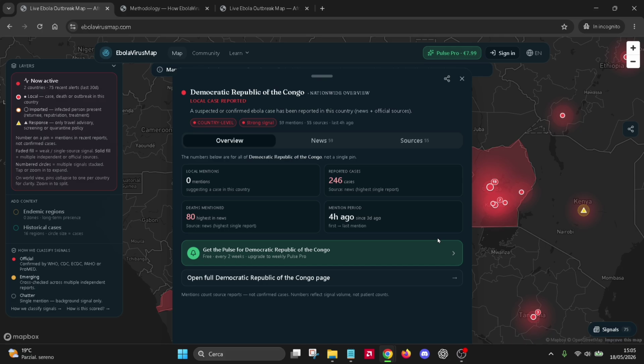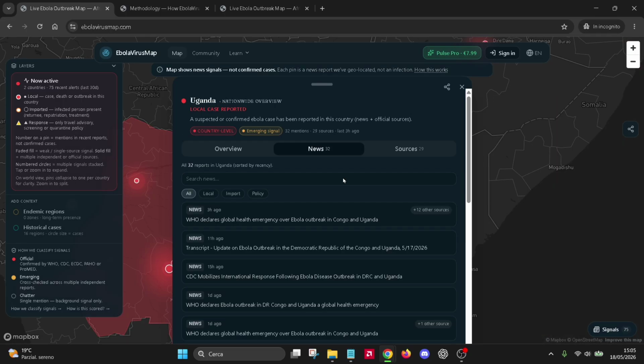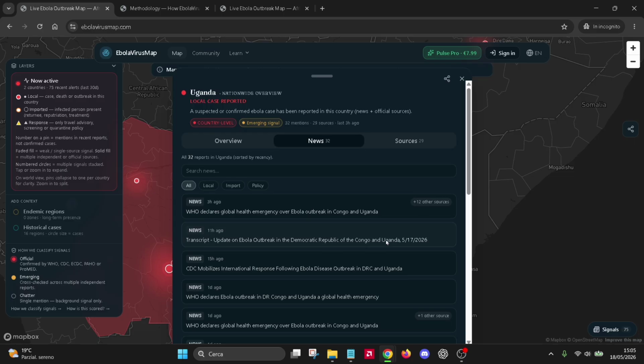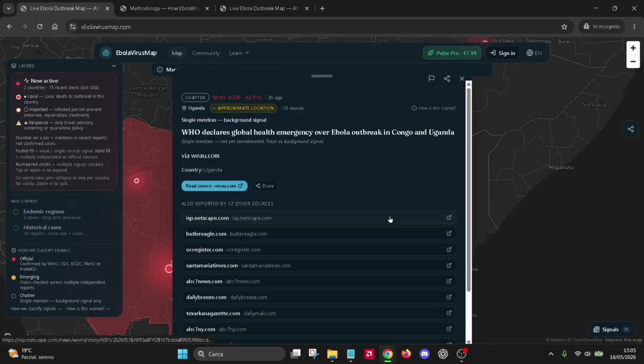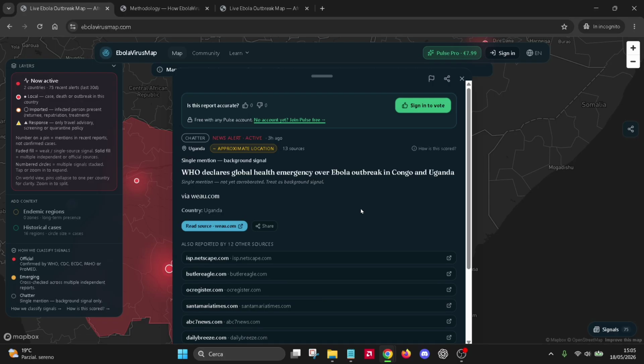Another reason dashboards like this are valuable is that they make public health information more accessible. Official reports are often published as technical bulletins or PDF documents. They are authoritative, but not always easy to explore quickly. A visual interface lowers the barrier to understanding and enables users to identify patterns at a glance. This democratization of information is one of the most powerful aspects of modern open data.